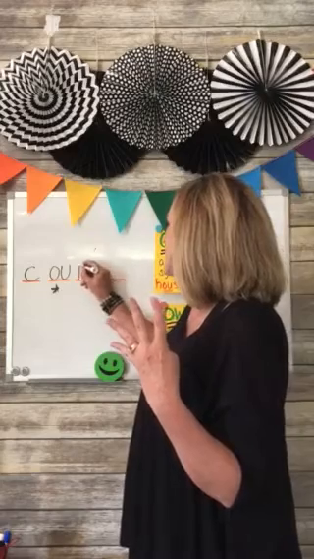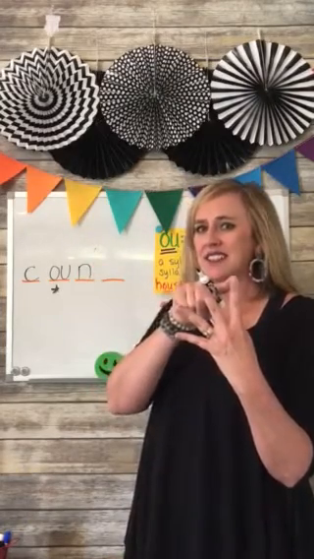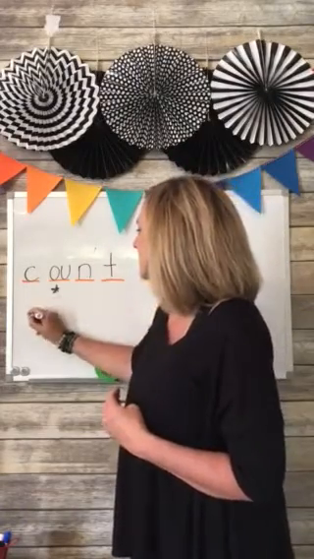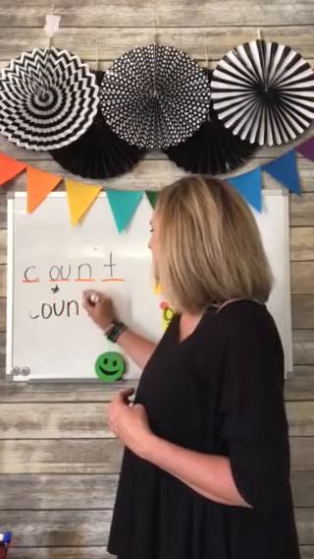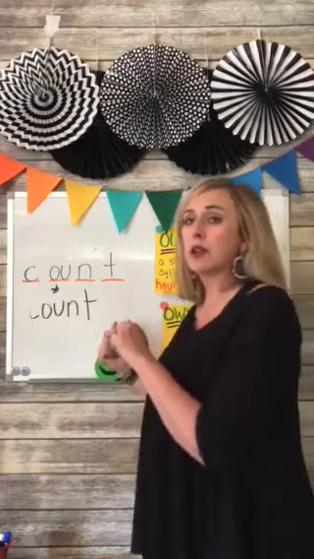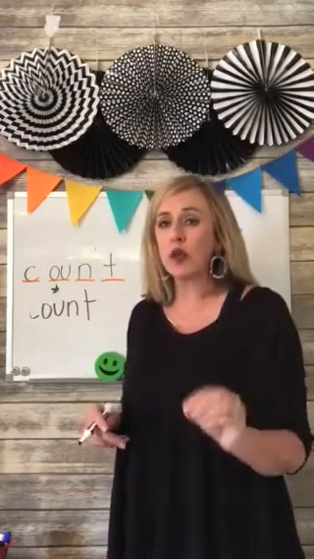N says N. K, ow, N. Last sound, T. Good. Count is spelled C-O-U-N-T. Check your spelling on your paper with the spelling on my board. Make sure especially that you have spelled the ow correctly.